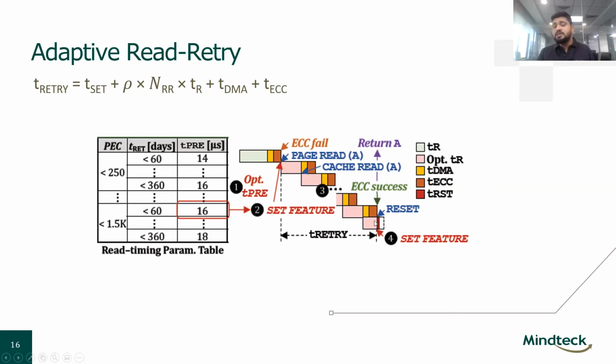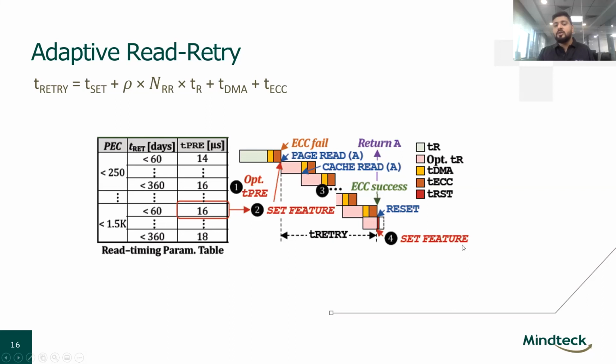Once we got the ECC success, we will do the reset again. Once reset happens, we will implement one more feature again, that is set feature. Why is this required here? Because in the second step, we changed the original value with the RPT value.